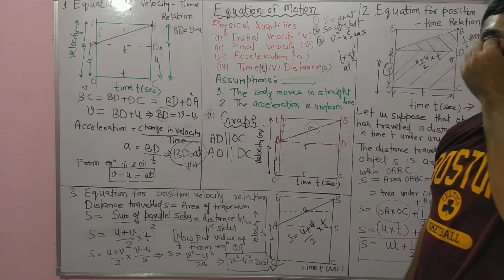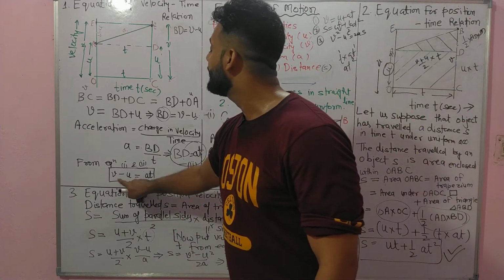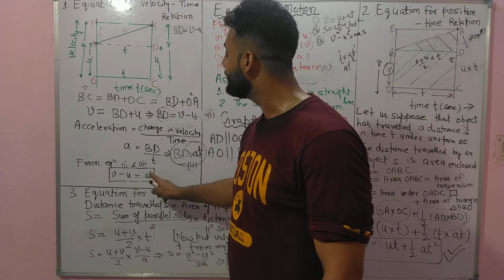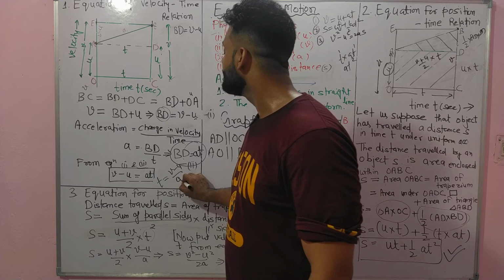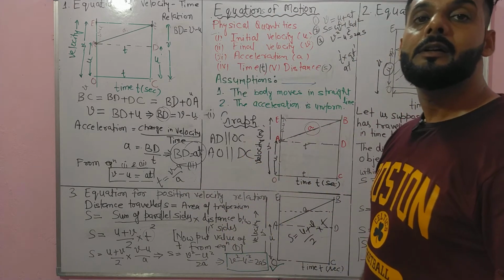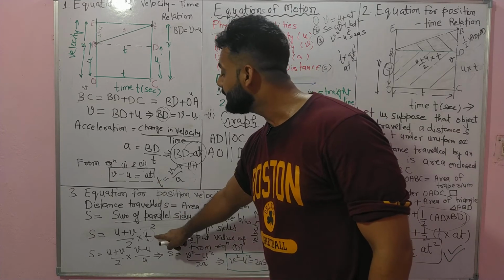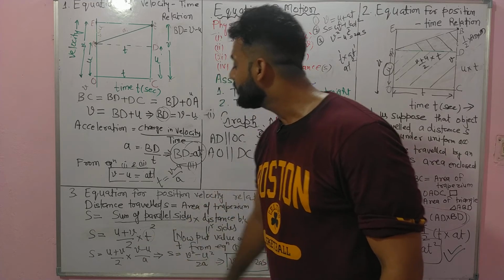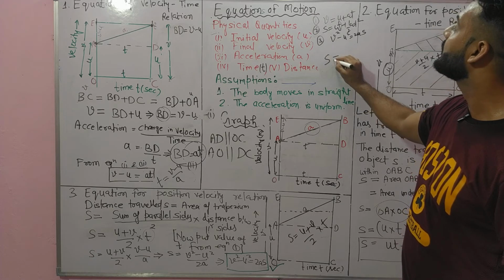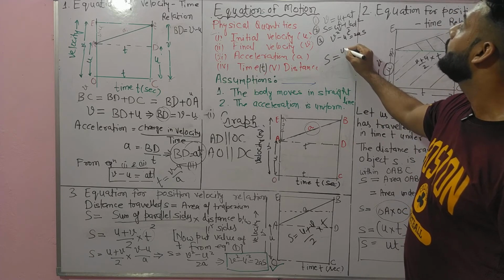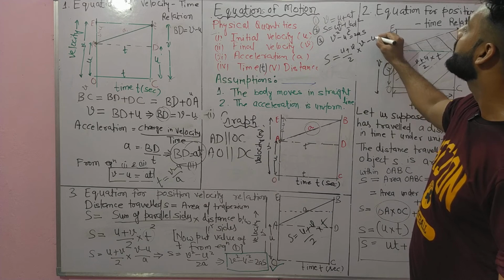Now we will do one thing, we will again come to the first equation of motion, V minus U is equal to AT. From this equation we can take out the value of T, T is equal to V minus U upon A. Okay, we have this value of time, so we will put this value of time in this equation. So we will have S is equal to U plus V upon 2 into the value of T, V minus U upon A.